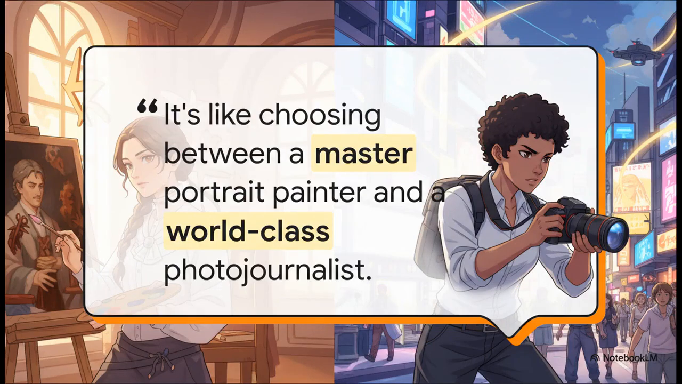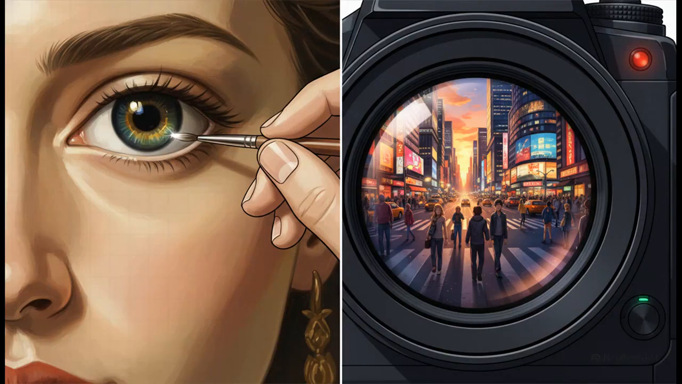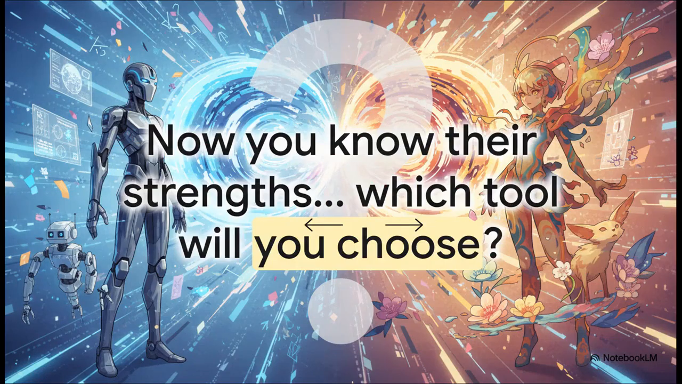You know, the best way to think about it is with a simple analogy. It's really like choosing between a master portrait painter and a world-class photojournalist. The portrait painter, that's GPT Image 1.5, is all about capturing the perfect, tiny details of one subject with incredible control. The photojournalist, Nano Banana Pro, is better at capturing the raw, factual, energetic reality of the world around us. They're both amazing tools for sure, but they are absolutely not the same. So now that you've seen what they can do, their strengths and their weaknesses, which one are you going to pick for your next project?